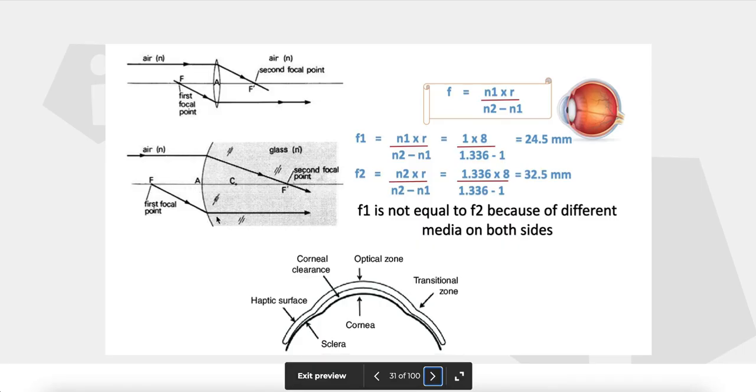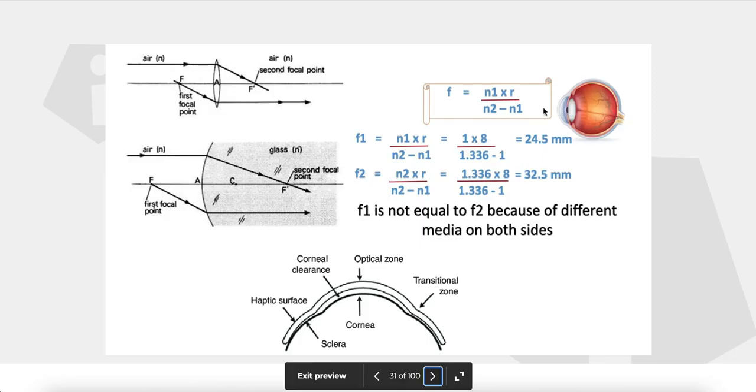But when the light passes through the lens and comes to another refractive medium like glass, the light will slow down, making the focus more distant. So f1 will be shorter than f2, resulting in different focal lengths of the lens. A practical example of this is the first and second focal lengths of the cornea.